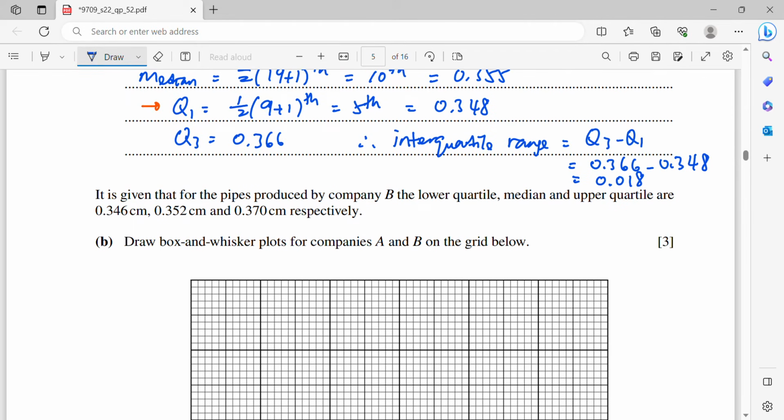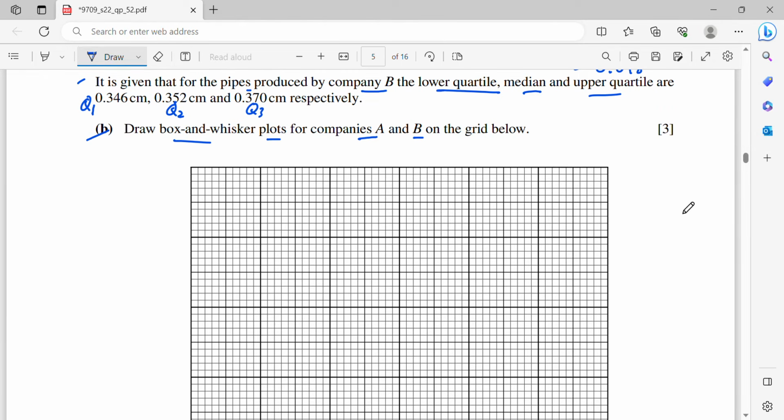Now B, it is given that for the pipes produced by company B, the lower quartile is basically the Q1. Median is the Q2, or you can just write M. Then the upper quartile will be 0.370. So you are given Q1, Q2, Q3 for company B, while for company A we have just calculated them. Now part B, draw box and whisker plots for companies A and B on the grid below. So we have to draw for both.